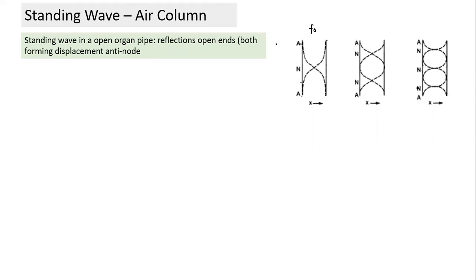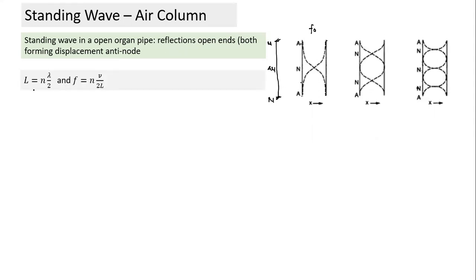The only change is, if we compare with a fixed string of equal length, in the case of the string, a node would have formed at the two ends. Here an antinode would have formed. The node and antinode interchange their positions. The rest of the thing, the displacement, remains exactly the same. So in the case of a pipe open at both ends, we call it an open organ pipe. Reflections take place at both ends, and they form a displacement antinode at both ends. And this formula is identical to the string fixed at both ends.